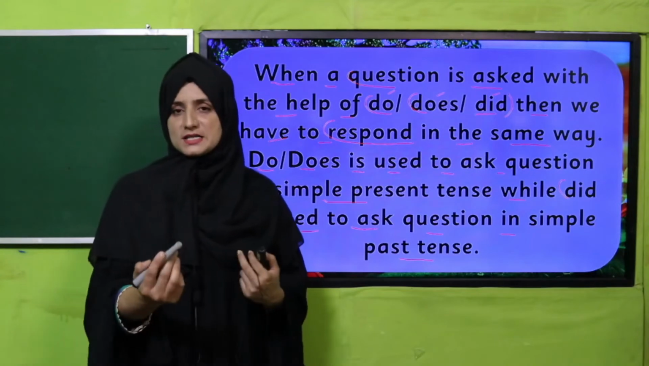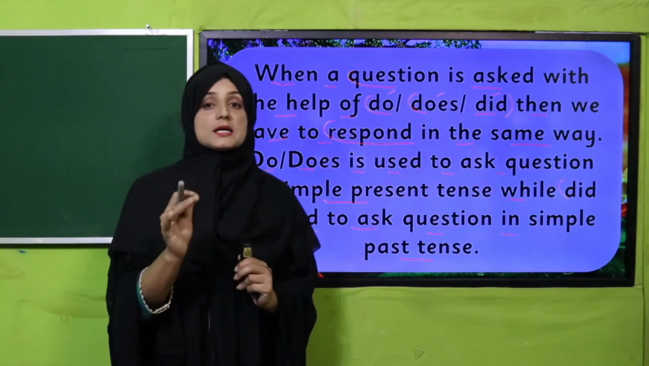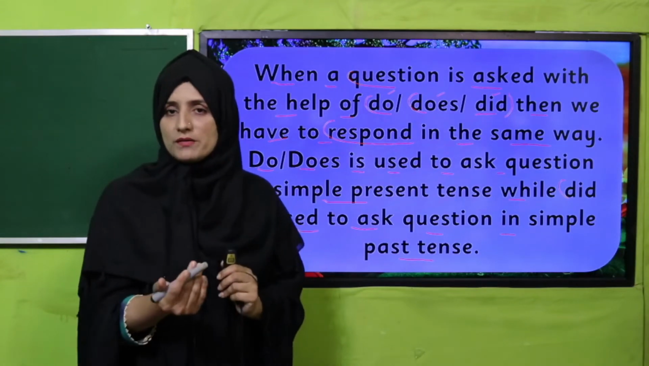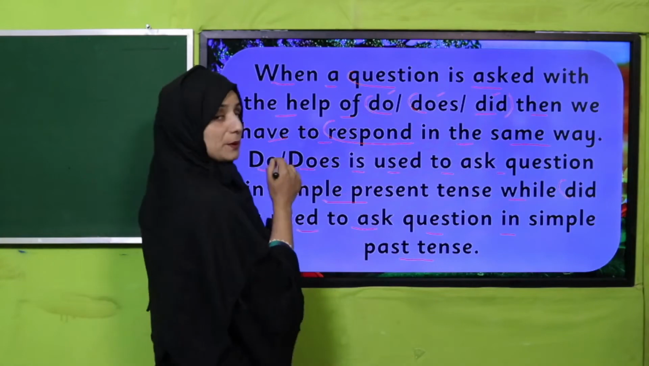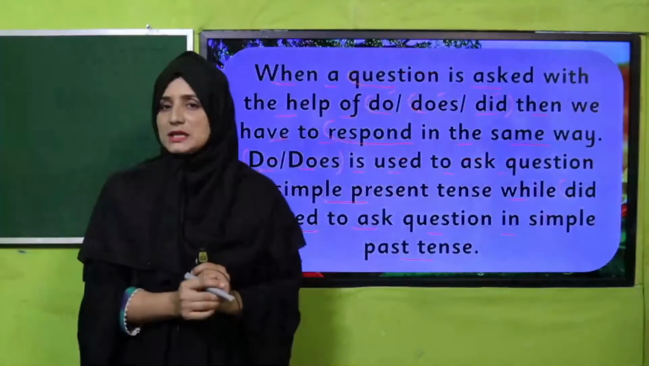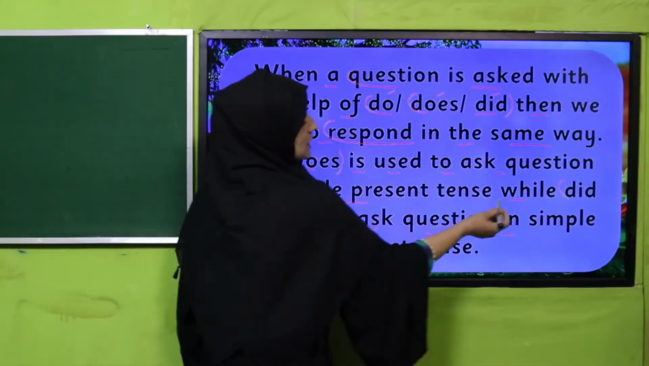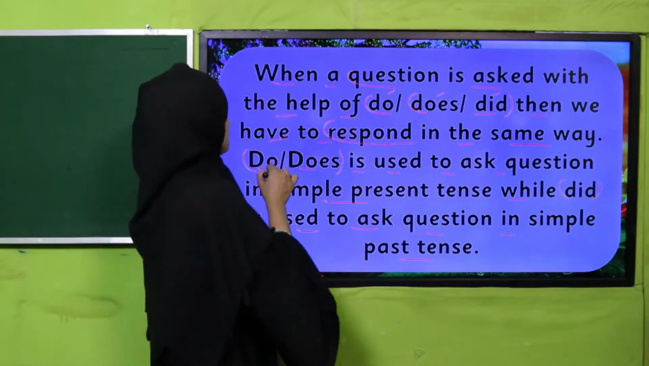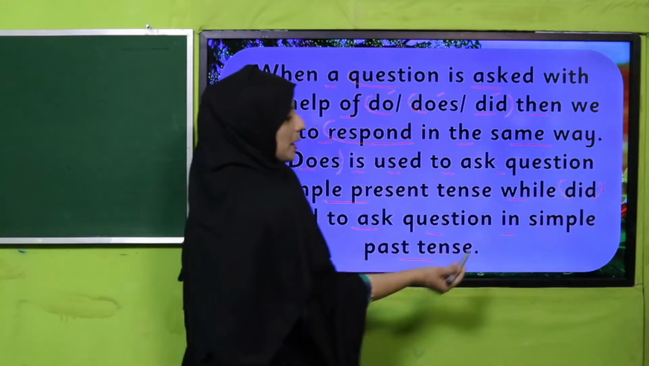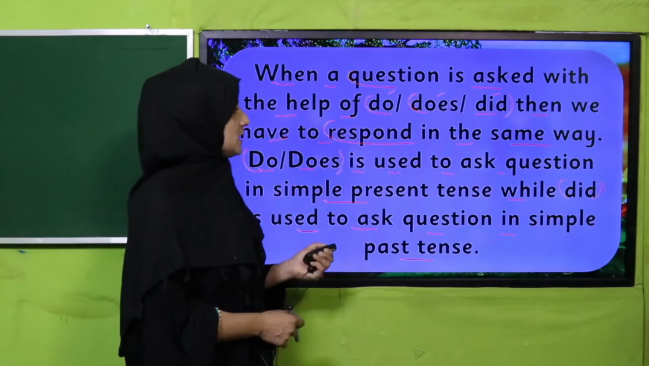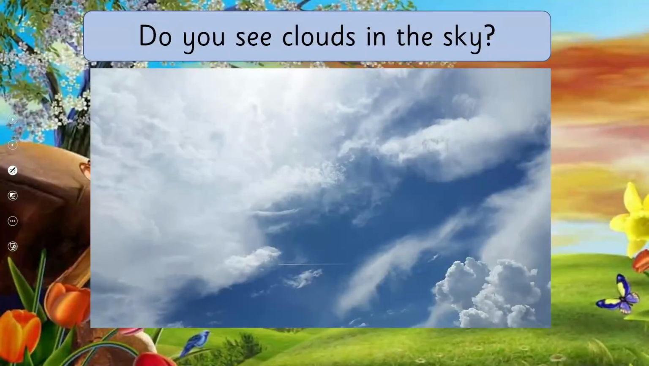Now we have learned what simple present tense is. Suppose we want to ask a question from anyone, and this question belongs to simple present tense. How will we ask? We need a helping verb. Which helping verb will we use, my dear students? Yes, do and does we will use in simple present tense, and did we will use for simple past tense. Keep in mind, did is the second form, the past form, of do and does. So let's see there is a question: Do you see clouds in the sky?